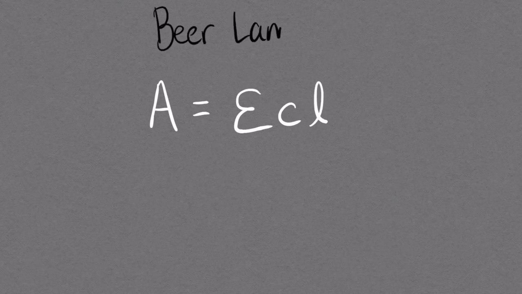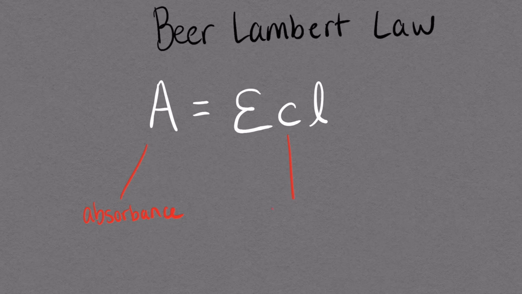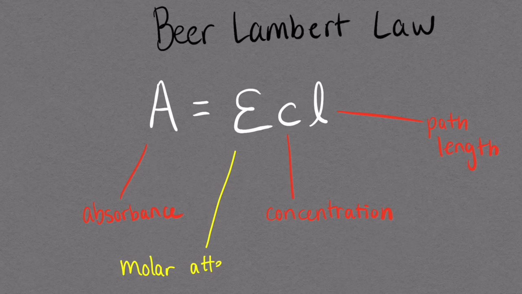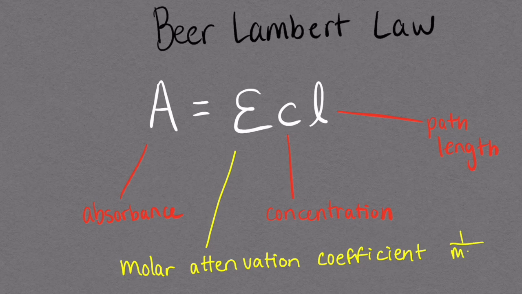Alright, so this is Beer-Lambert law. A is absorbance, which we know about. C is concentration in moles per liter, and L is path length. In our case, the path length is 1 centimeter, the width of the cuvette. The funky letter, epsilon, is a constant called the molar attenuation coefficient, or molar absorptivity of the substance, in units of 1 divided by a molar times centimeter.